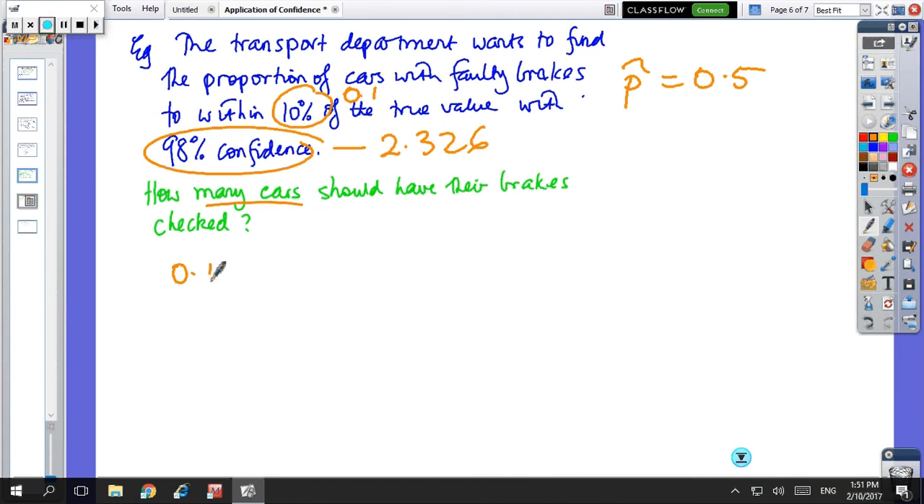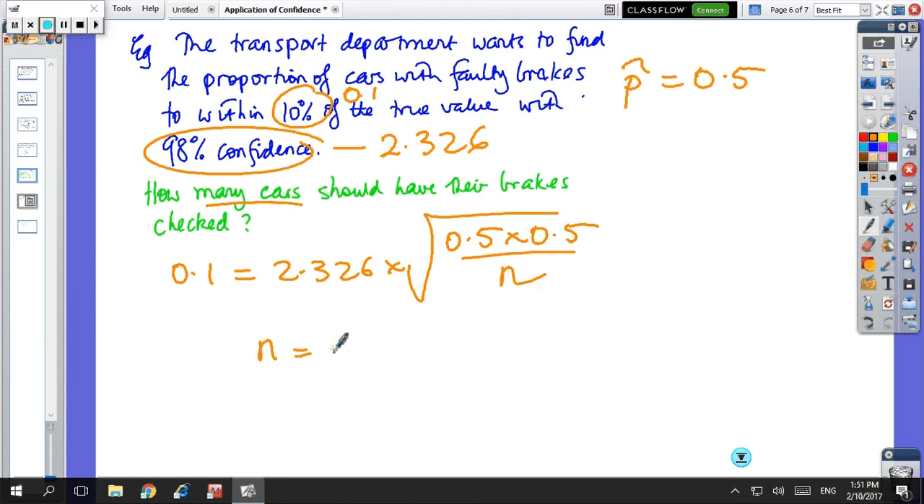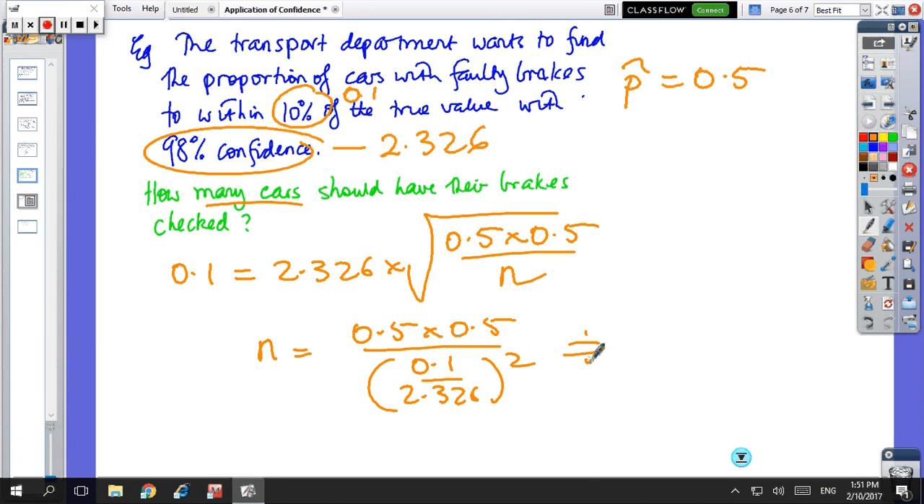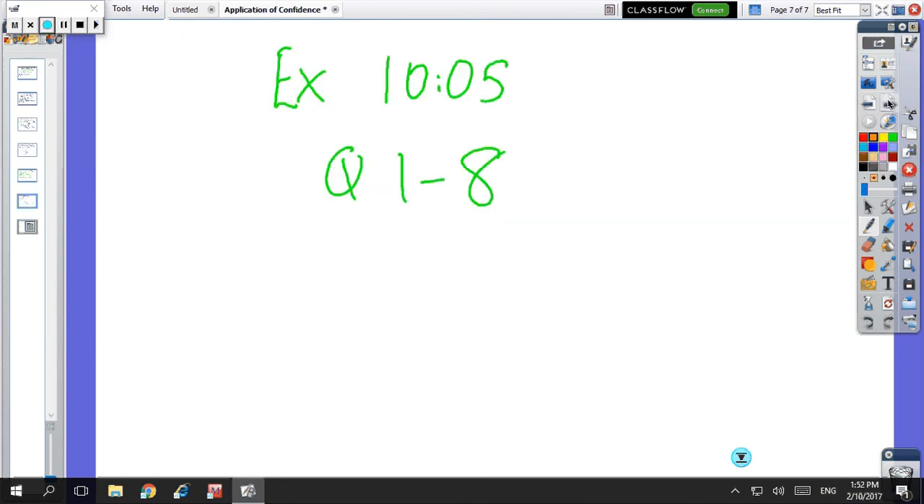So we've got 0.1 equals 2.326 times the square root of 0.5 times 0.5 over the sample size. And again, just taking that shortcut, so we end up with 0.25 divided by (0.1 over 2.326) squared, and when you chuck that on your calculator, you get about 135. Okay, I think that's it. There's the exercises, and we are done. Thanks.